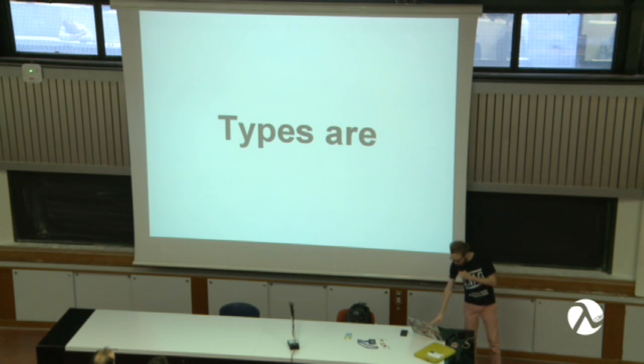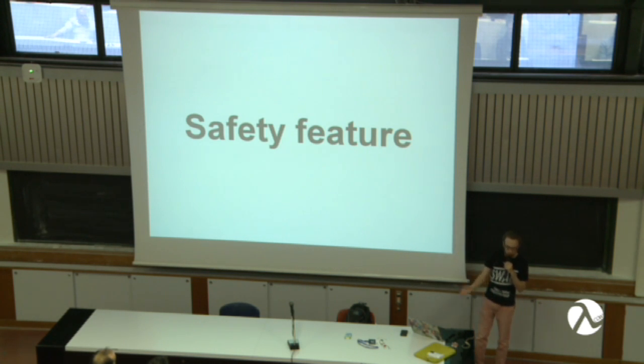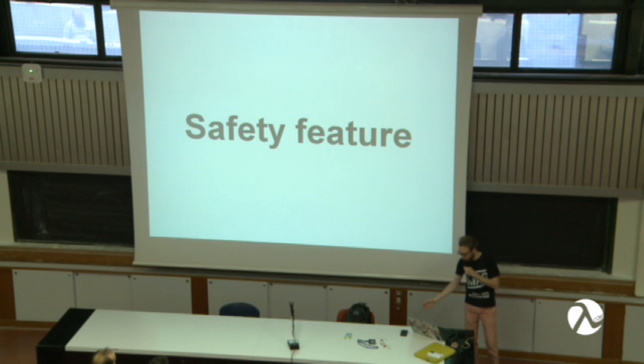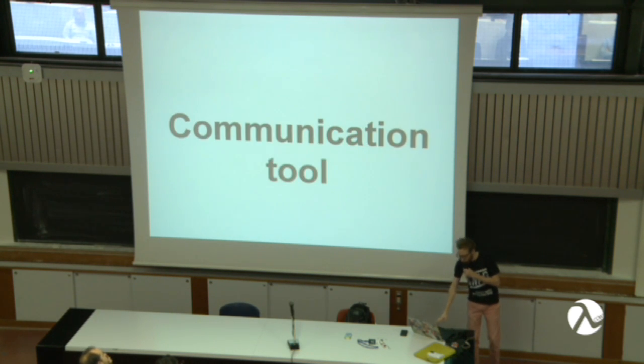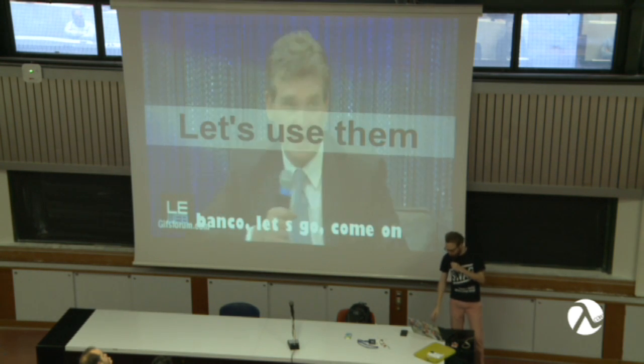So to sum up, what are types? The first thing we all learn is that types are a safety feature. Okay, nice, but not the only thing. It's also a tool which allows you to reason at a very high level, almost mathematical level. And most importantly, it's a communication tool, which means you can use type-directed development even in JavaScript. You won't have tooling, you won't have properties mechanically checked, but you will be able to communicate with your team, and that's the gist of writing software. So let's use them.